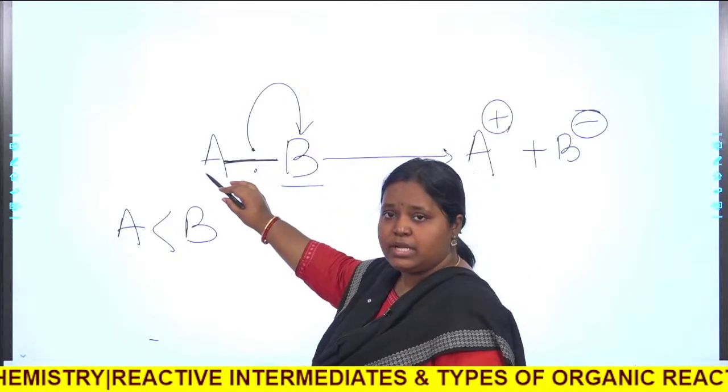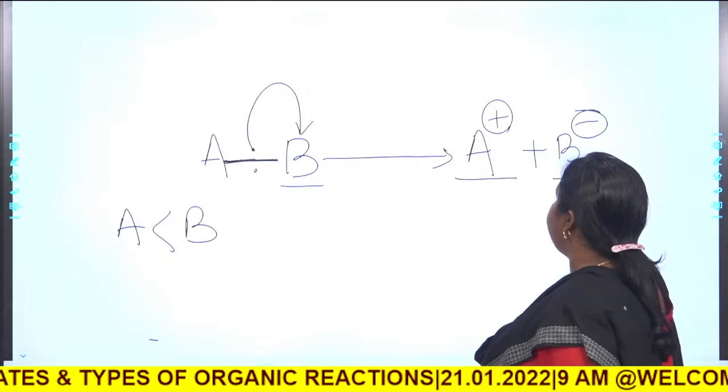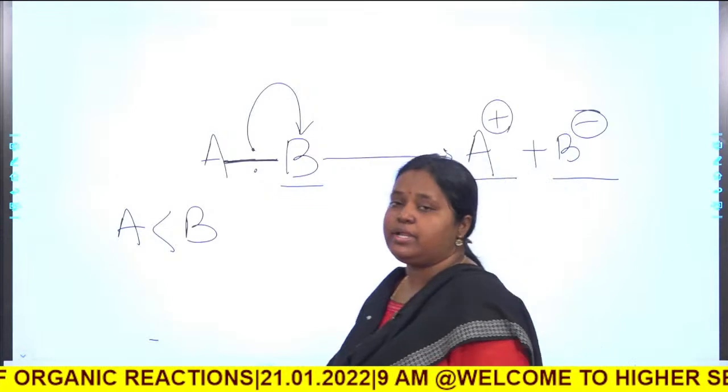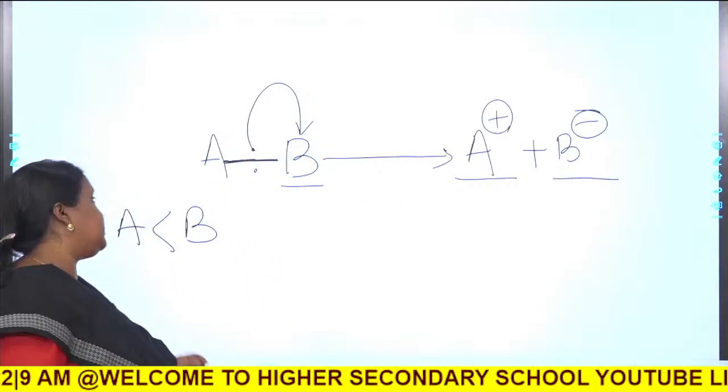So A loses electron while B gains electron, hence A becomes plus and B becomes minus. So heterolytic fission always gives rise to the formation of ion pairs.